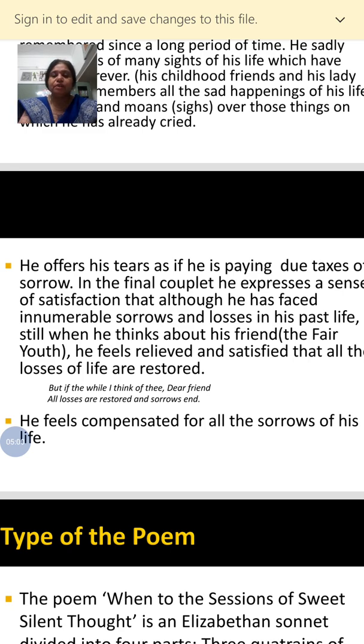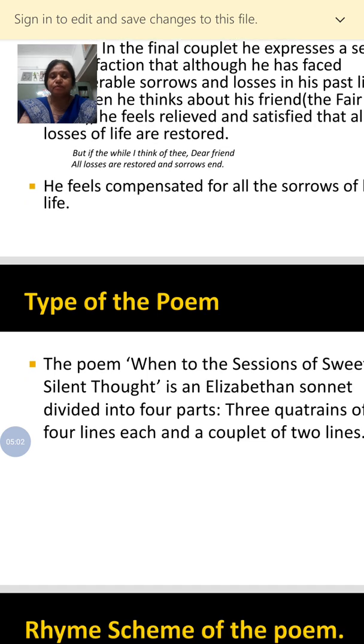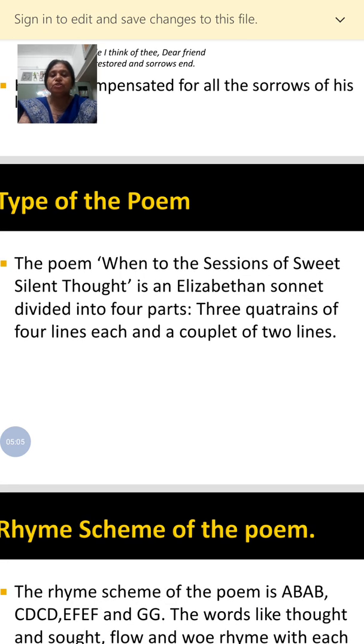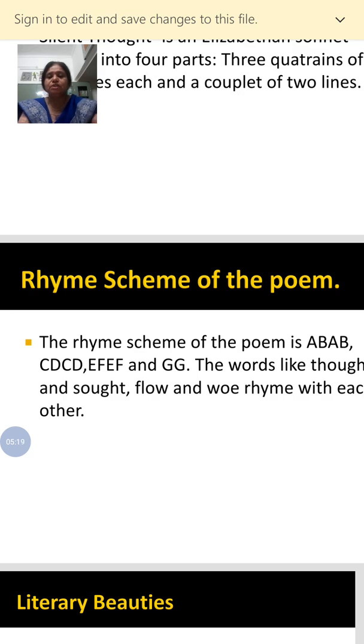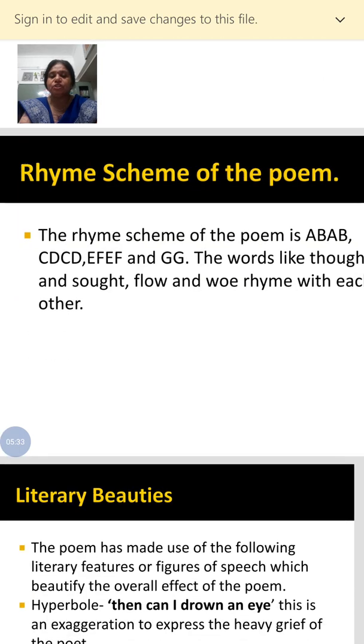Now we will write the type of the poem. The poem When to the Sessions of Sweet Silent Thought is an Elizabethan sonnet divided into four parts: three quatrains of four lines each, and a couplet of two lines. The rhyme scheme of this poem goes ABAB, CDCD, EFEF, and GG. The words like thought and sought rhyme with each other. Words like flow and woe also rhyme with each other.